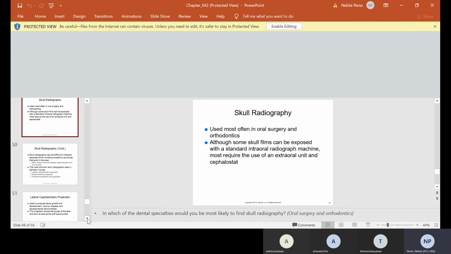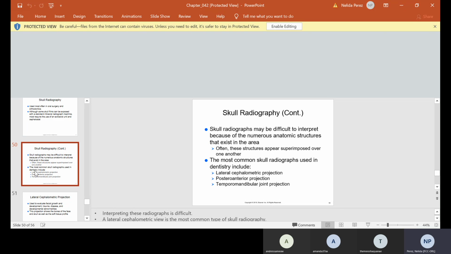Okay, skull radiography. Used most often in oral surgery and orthodontics, although some skull films can be exposed with a standard intraoral radiographic machine, most require the use of an extraoral unit and cephalostat. Skull radiographs may be difficult to interpret because of the numerous anatomic structures that exist in the area. Often these structures appear superimposed over one another.